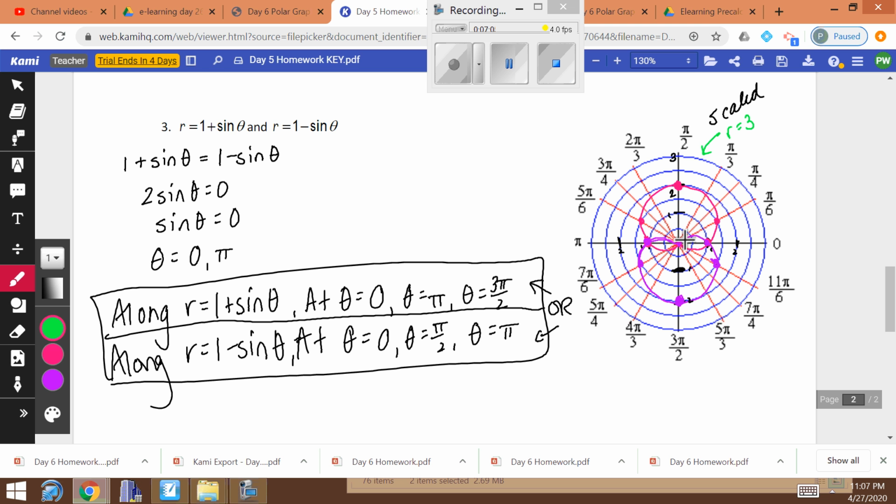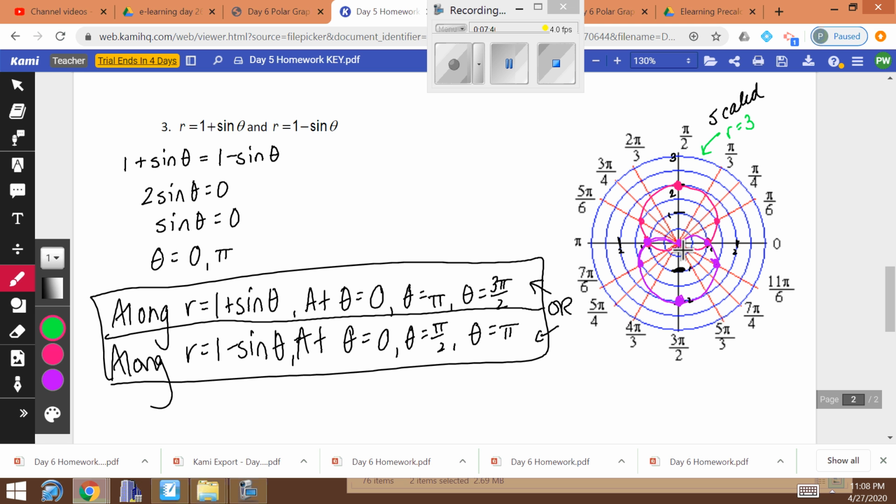So if you put in 0, so the first one here, sine of 0 is 0, and then 1 plus 0 would give us 1. Our first point is right here, if you can see it. And then sine of pi over 2 is 1. 1 plus 1 is 2, so that's this point up here. Sine of pi is 0, so we come back down to 1. And then the sine of 3 pi over 2 is negative 1. 1 plus negative 1 is 0. We come in here. This creates our cardioid along the way.